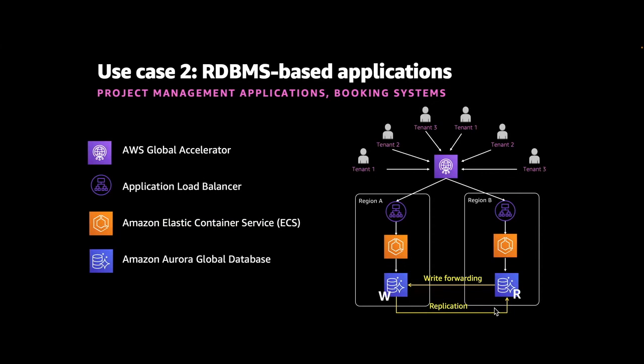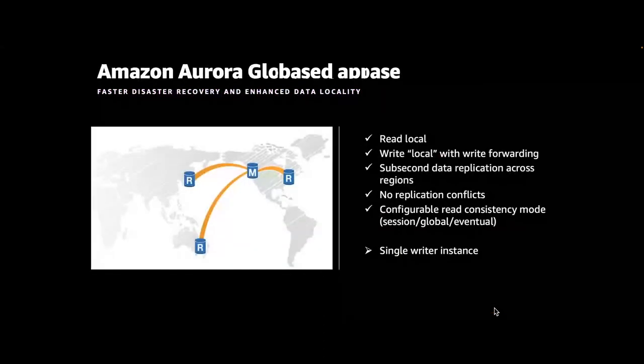That would be a perfect match, where it could be using Amazon Aurora Global Database with replication that takes less than a second, and ECS and Application Load Balancer and Global Accelerator again, or even Route 53. And of course, with Aurora Global Database, we have local reads, and we can write locally with write forwarding, with sub-second data replication across regions, no replication conflicts, and a configurable read consistency model, session, global, or eventual consistency. And at this point we have just a single write instance, right?